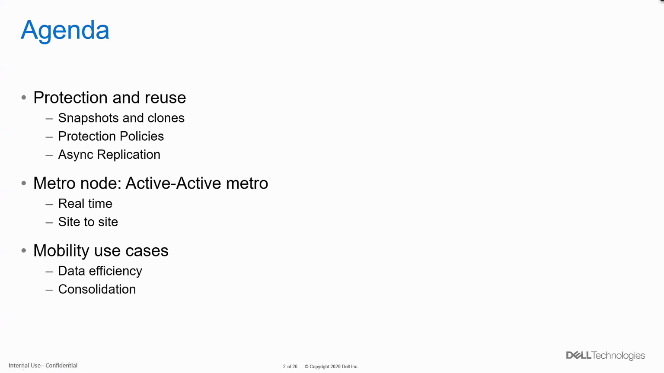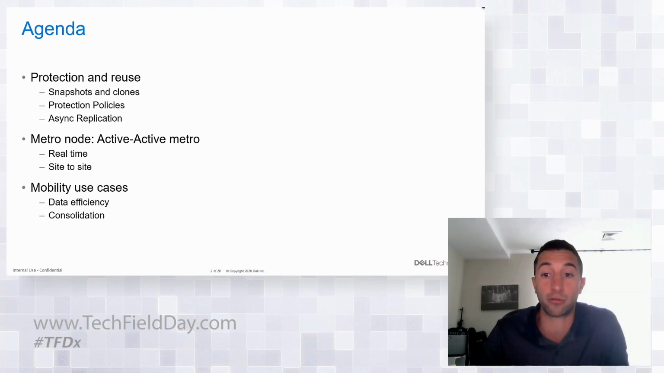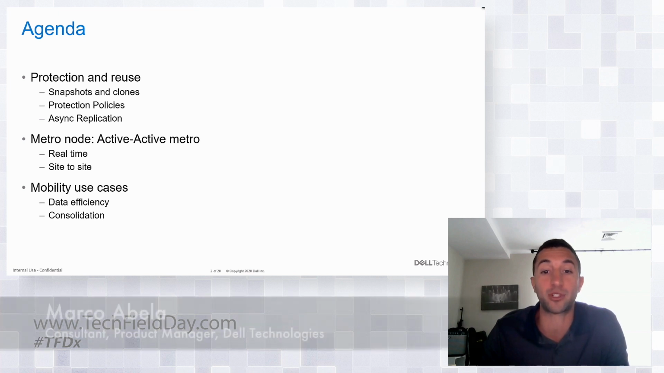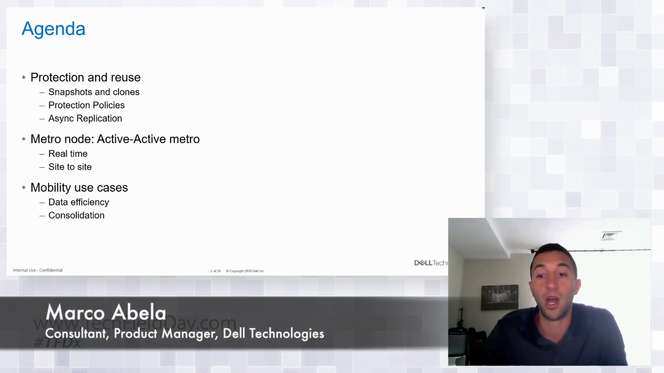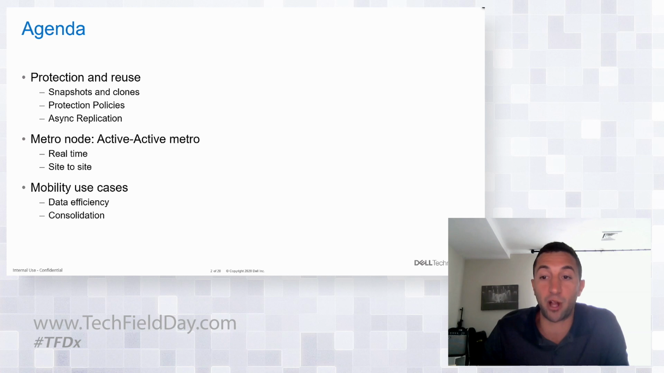What we're going to be covering as part of this session is first protection and reuse capabilities within PowerStore, taking a look at PowerStore's snapshot and clone capabilities. Then we're going to talk about protection policies and how they get applied to PowerStore objects and how that ties in with asynchronous replication capabilities within PowerStore. And then Chuck is going to cover PowerStore's Metro node offering the highest levels of availability with active Metro, followed by the use cases.